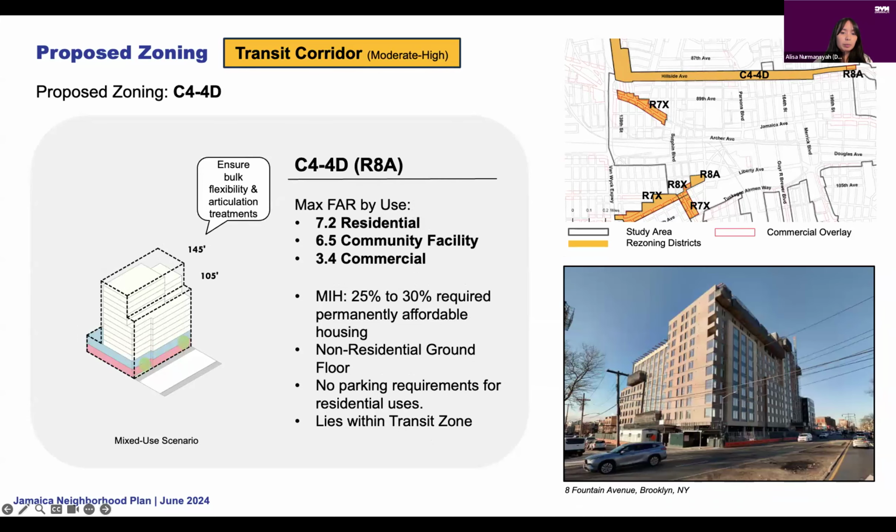Another zoning district we're proposing is a C4-4D along Hillside Avenue. This district is a commercial district that requires active ground floors and allows for multiple floors of non-residential uses as well. This district does allow for residential uses. It has what we call a residential equivalent district. This just means that we will look at the residential building rules that are associated with this district, which is an R8A district.